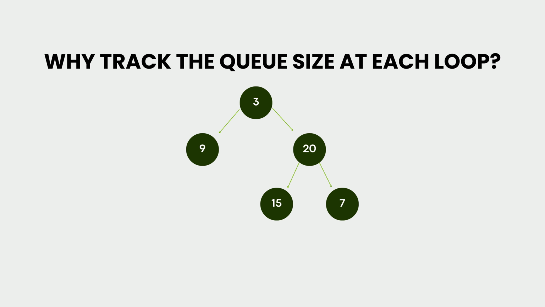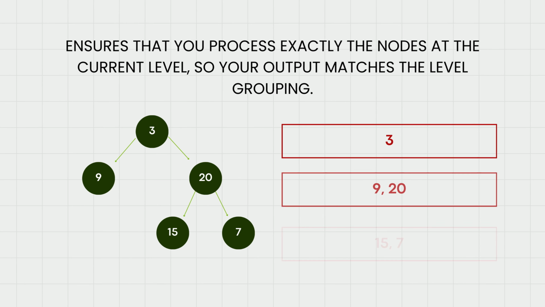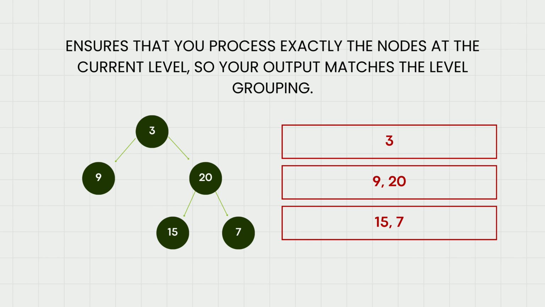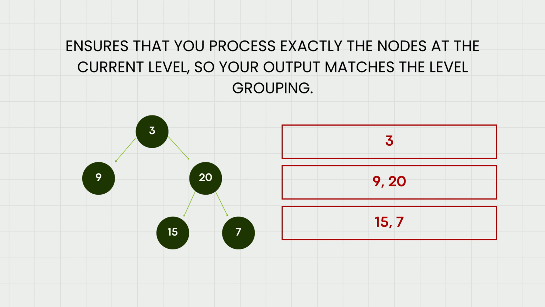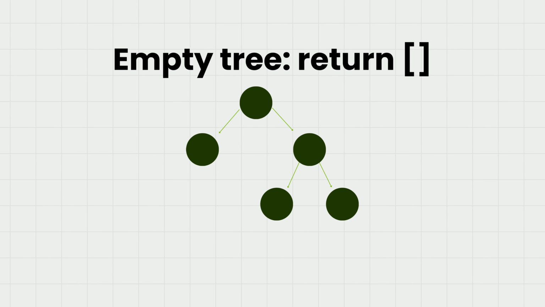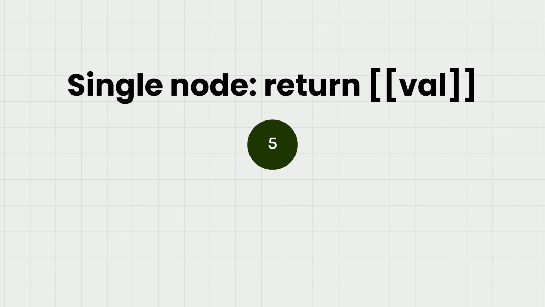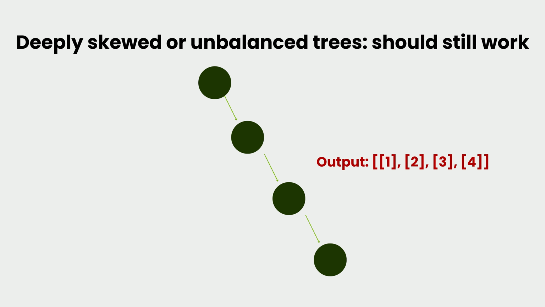Let's add more detail. Why track the queue size at each loop? It ensures that you process exactly the nodes at the current level, so your output matches the level grouping. Forgetting this step is a classic source of bugs. Some edge cases: empty tree, return empty. Single node, return its val. Deeply skewed or unbalanced trees should still work.